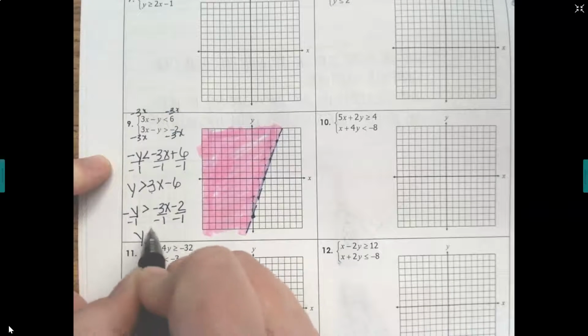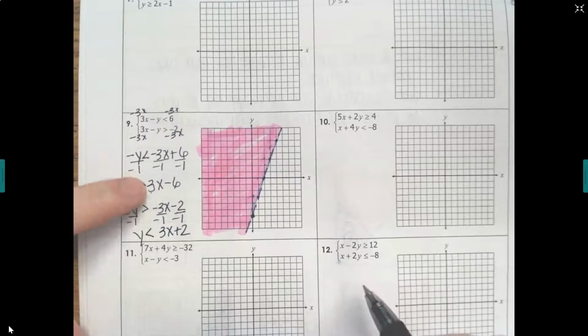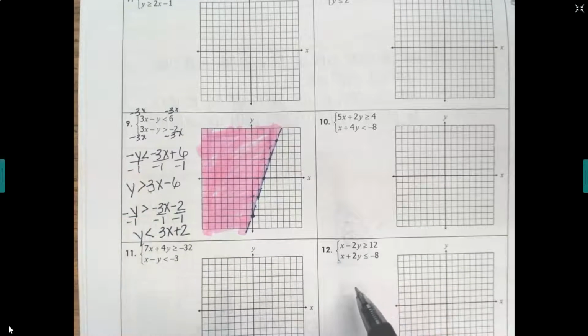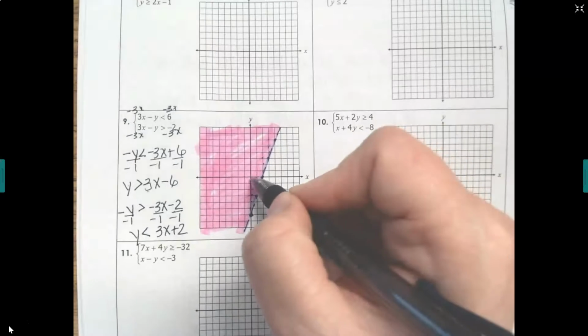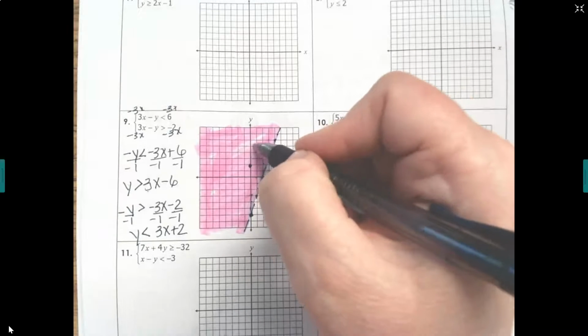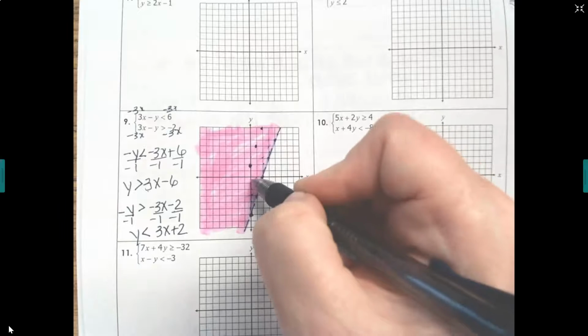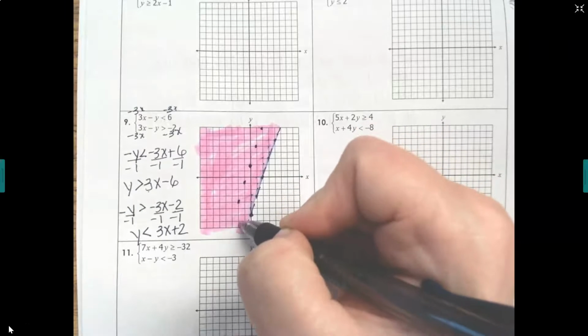And you have y is now less than 3x plus 2. Now these have the same slope. If we were just doing a system of equations, that would tell us these are parallel and there's not going to be any solution. But because they're shading and there's more than one point that can be a solution, we have to check this. So we're going to go to our y-intercept of +2, same slope, rise 3, run 1. And if you want to go the opposite way, down 3, left 1.